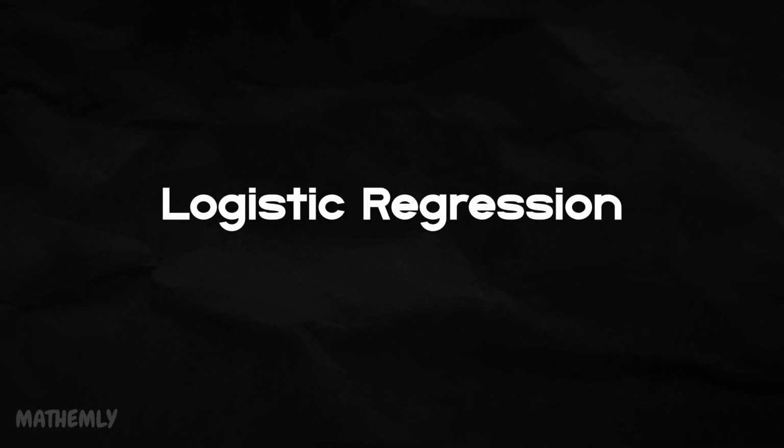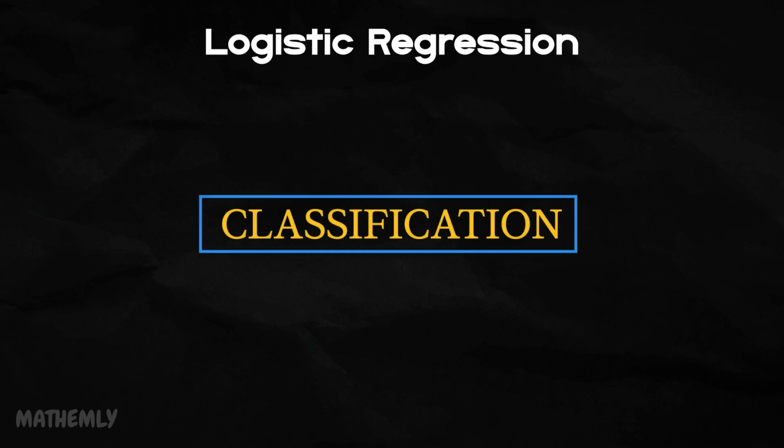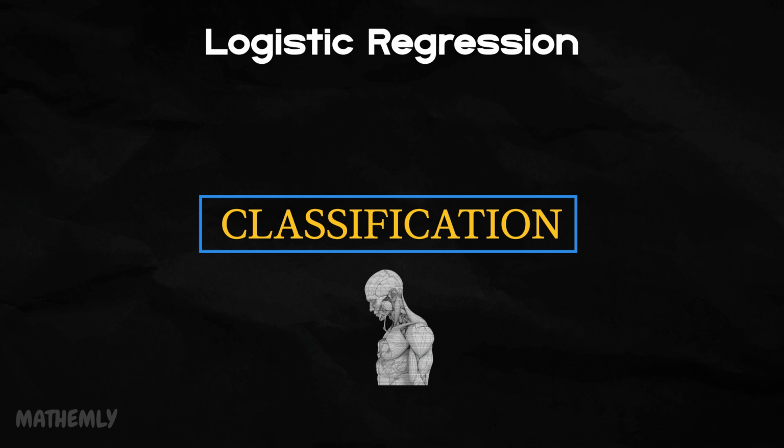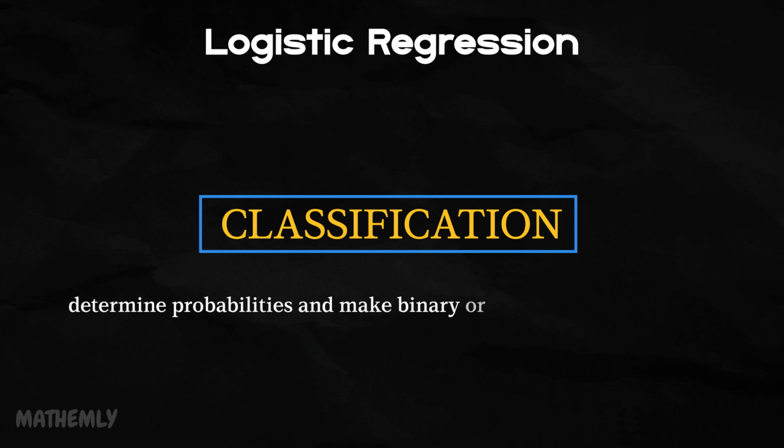Today we are diving into logistic regression, one of the most important techniques in machine learning and data science. It's a powerful tool used for classification problems where the goal is to categorize data into different groups, like predicting whether an email is spam or not, whether a customer will make a purchase, or even diagnosing diseases based on symptoms. Unlike linear regression, which predicts continuous values, logistic regression helps us determine probabilities and make binary or multi-class classifications.